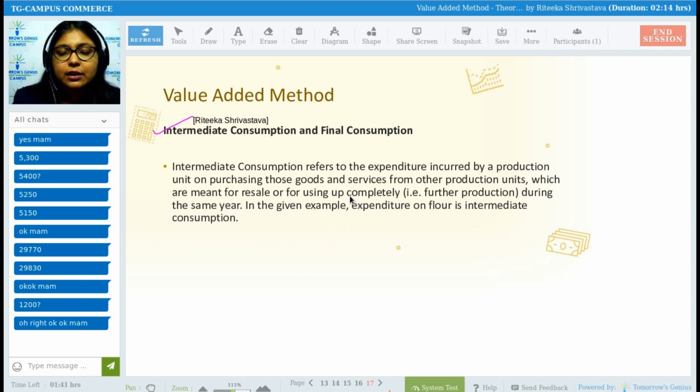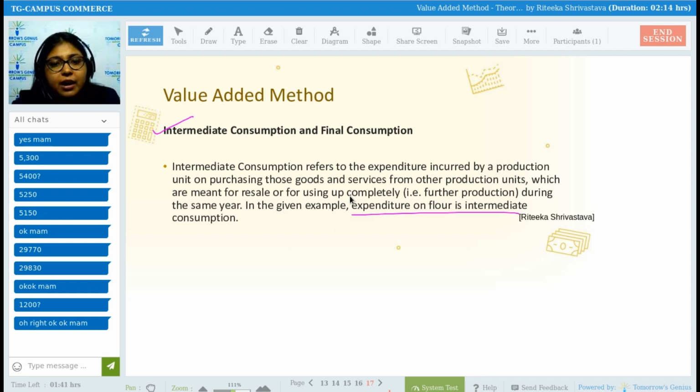Next, they have again explained the meaning of intermediate goods and final consumption. I don't think it is very important for us to go in depth, but I'll just explain what intermediate consumption is. We know that the raw materials or the goods which are required for the further production of goods and services are called intermediate consumption. For example, expenditure on flour is intermediate consumption.